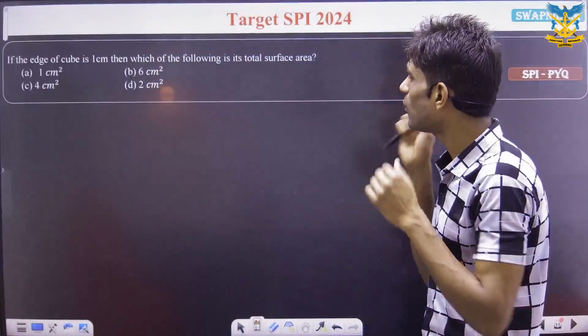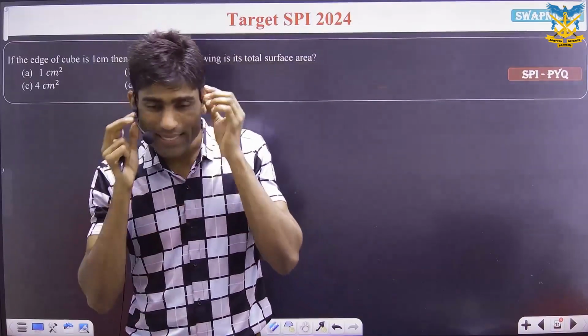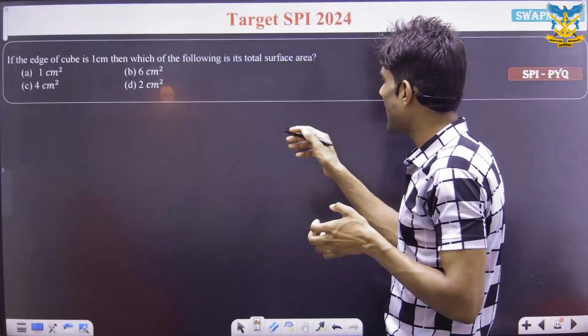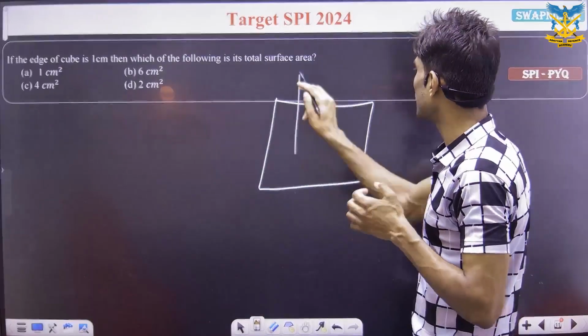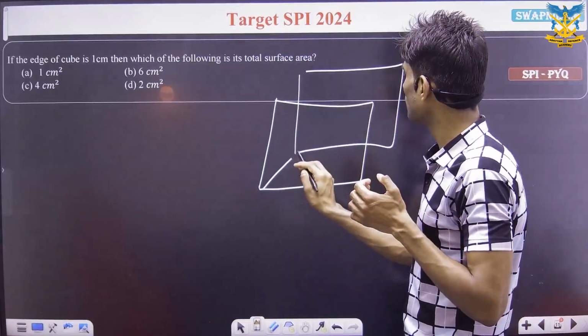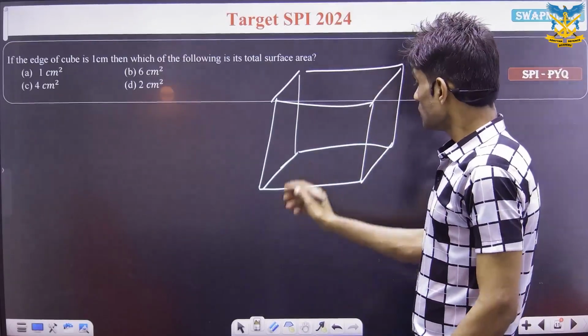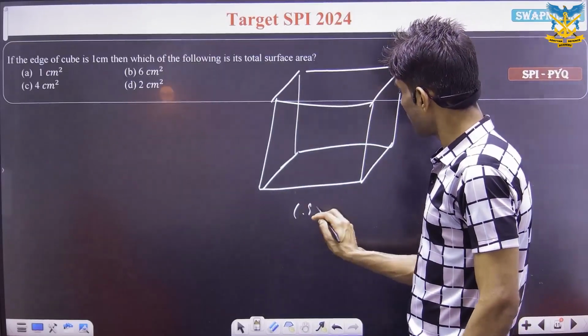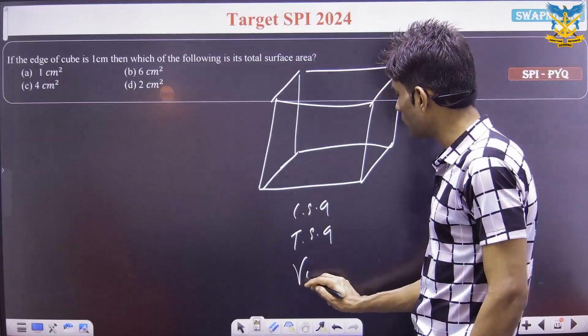The edge of a cube is 1 centimeter, then which one of the following is the total surface area? So you have to understand the total surface area of our cube, total surface area and curved surface area. What do we have for a cube? Let me plot the cube first. This one is our cube. Then curved surface area, total surface area and volume.